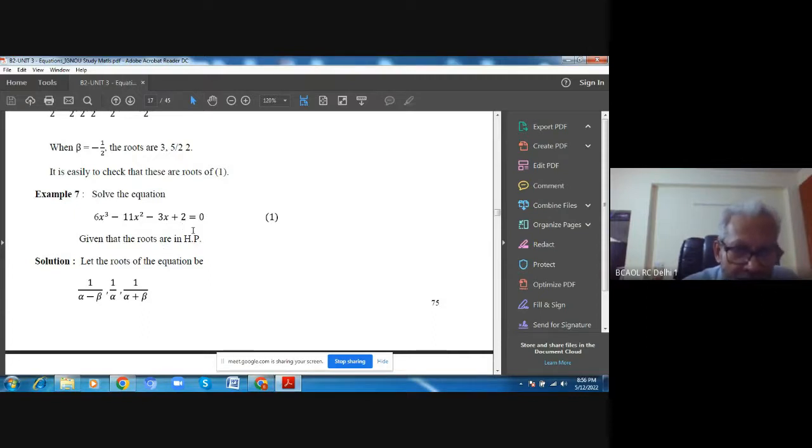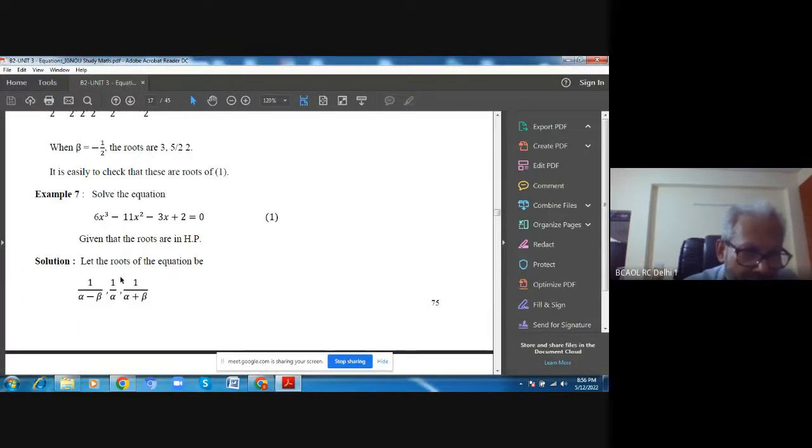Again, it is not AP formation, it is HP, not AP. So let the roots be... we know HP means reciprocals, 1 by. So we are considering the first root as 1 by alpha minus beta, then the second root 1 by alpha, then the third root 1 by alpha plus beta.